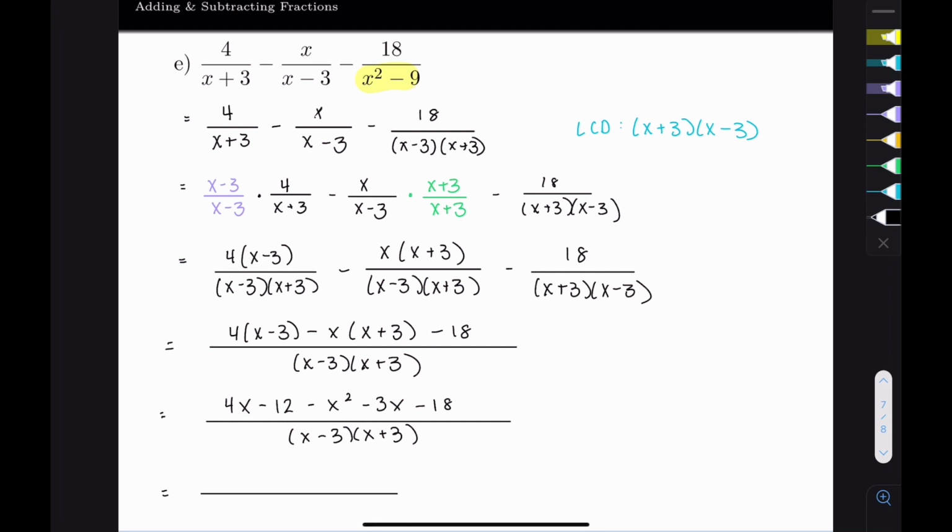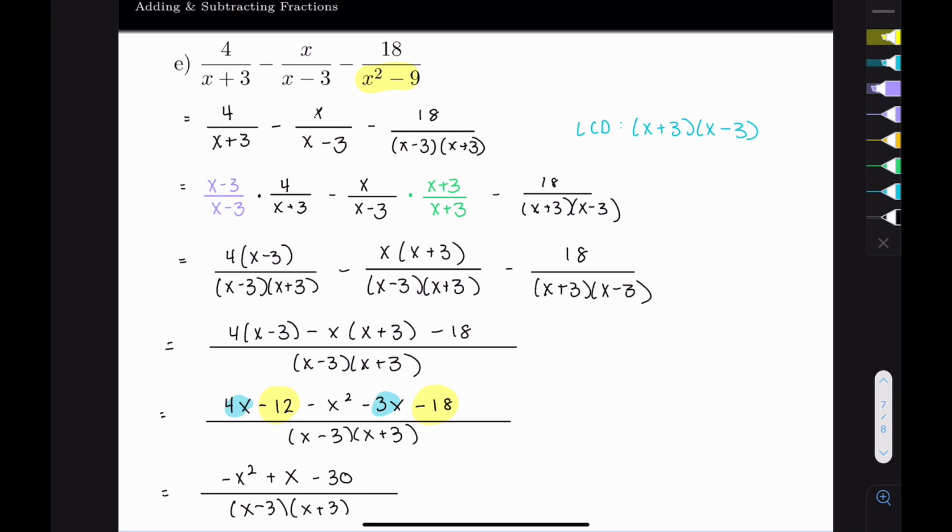And now we can go ahead and write things in order. I'm going to put the x squared terms first, which is negative x squared. 4x minus 3x leaves us with positive x. Minus 12 minus 18 is negative 30. If this expression did factor, you would have to do that, but unfortunately, I'll tell you this one does not factor.